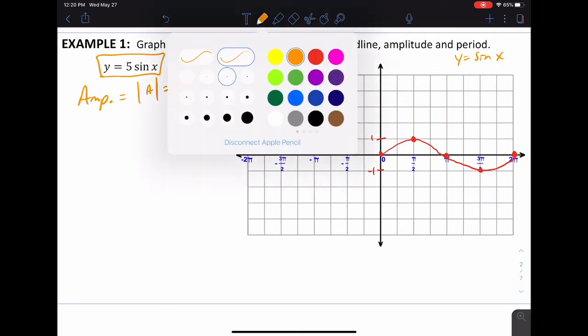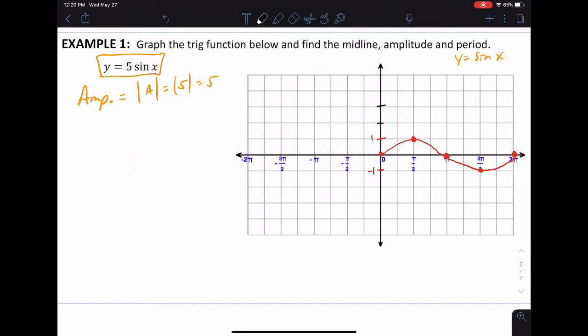So when I eventually graph this guy, 2, 3, 4, 5, it's going to go up to 5 and down to negative 5. So it's going to have a stretch there.